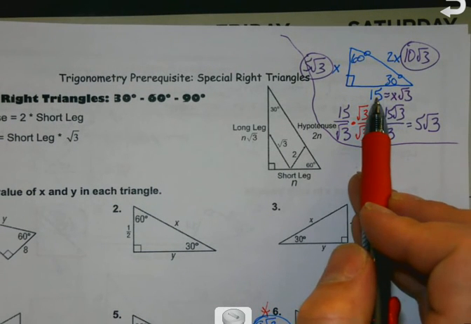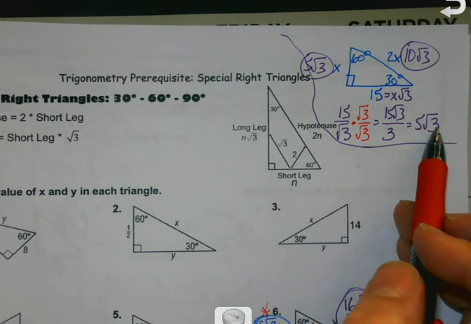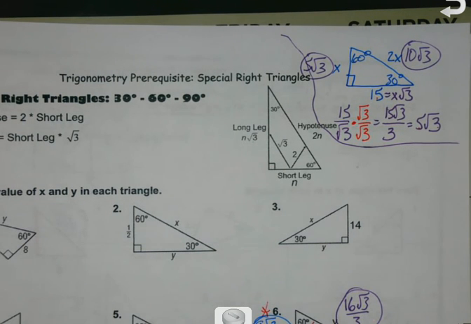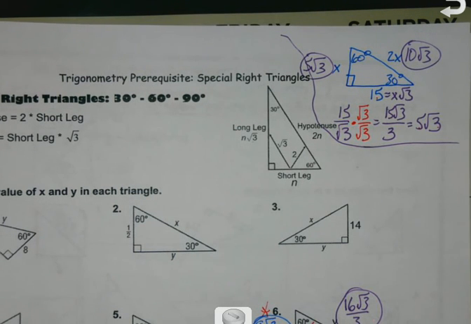15 divided by what? 3 gets me to 5. Tack it on. You're like, wait a minute. When I did the 45, 45, 90, I just divided it by 2 and slapped the square root of 2 on it. So now you're telling me if I get to the situation here, I just divide it by 3 and slap the square root of 3 on it. Right, there's a pattern.